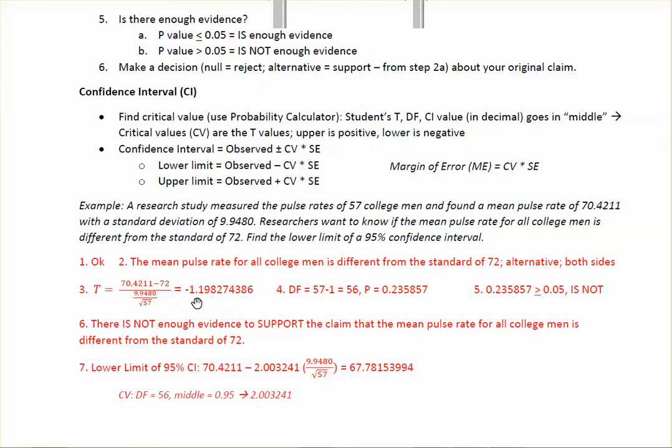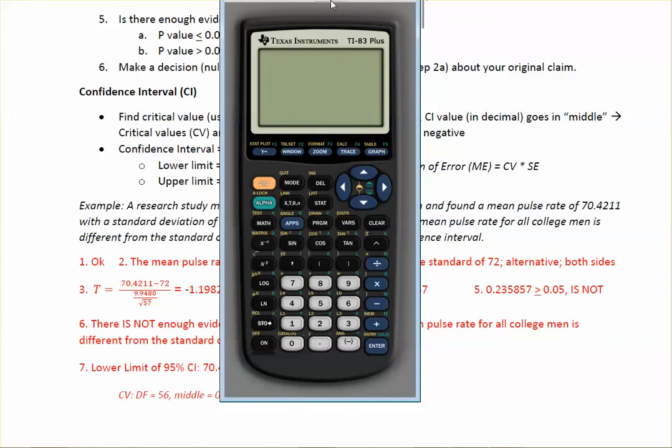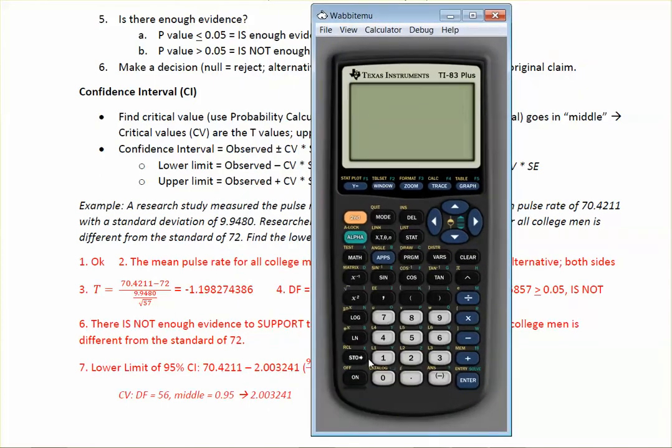So if we go ahead and do that on our calculator, I'm going to do parenthesis, 70.4211 minus 72, close the parentheses, divide by, then a parenthesis, 9.9480 divided by the square root of 57. Close that parenthesis, close the second parenthesis, hit enter, and you get negative 1.98274386.